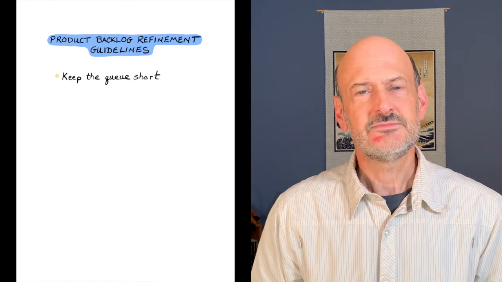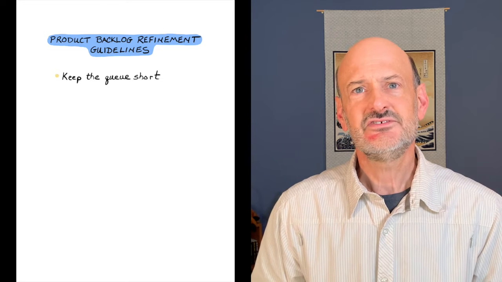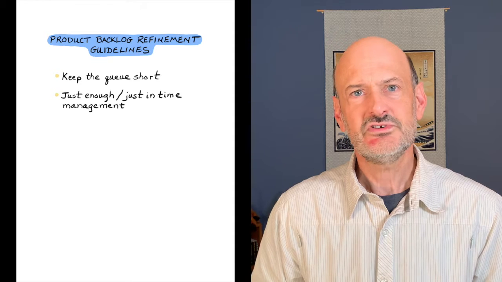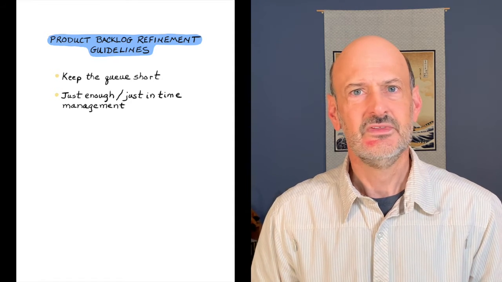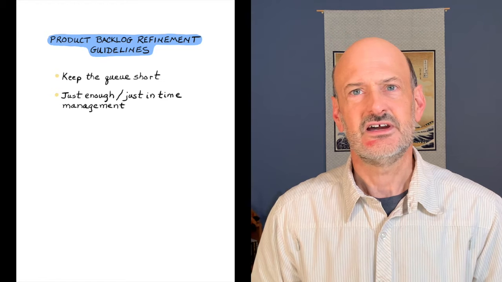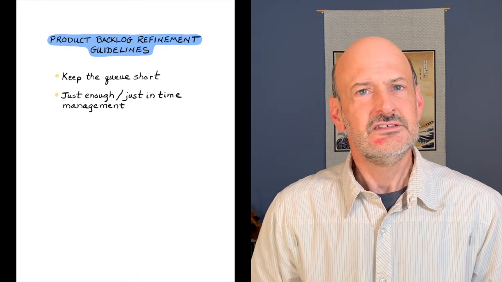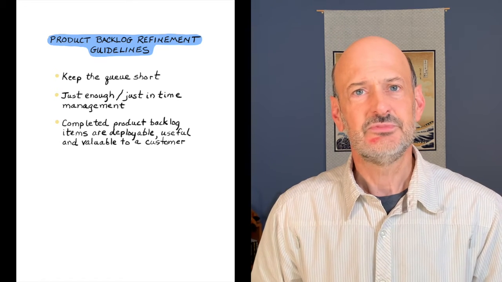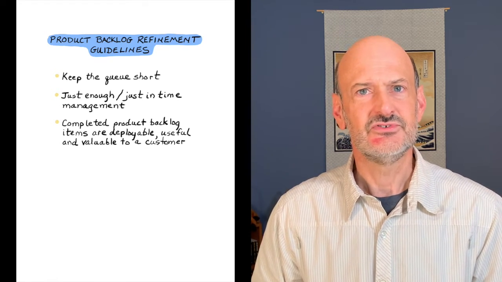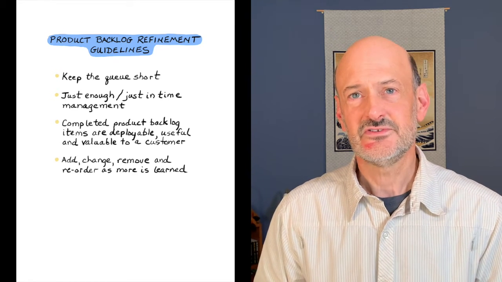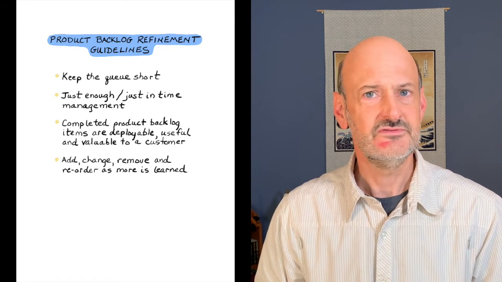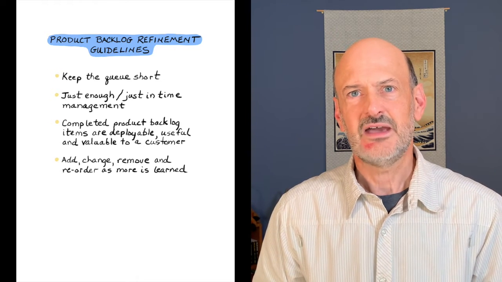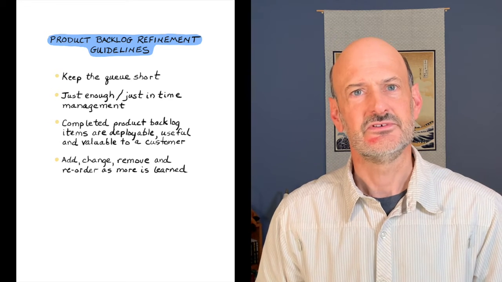Since product backlog items have a short shelf life, it's best to do just enough just-in-time management of the product backlog, spending more time on the items toward the top of the queue and progressively less time on the items lower down. Define each discrete product backlog item so that when done, the item will be deployable, useful, and valuable to a customer. As more is learned, add, change, remove, and reorder product backlog items accordingly. Change to the product backlog can happen at any time as more is learned.